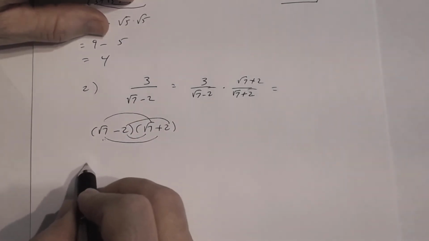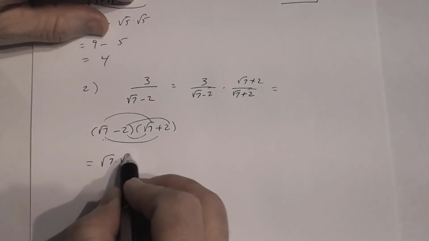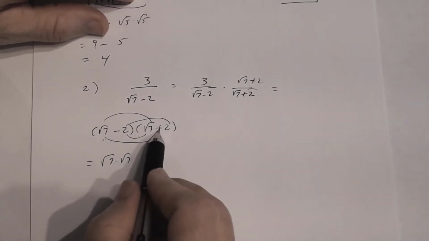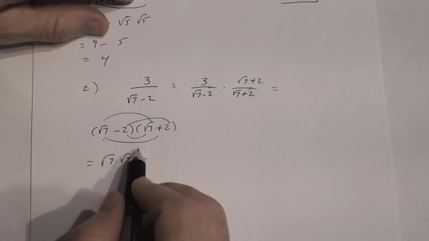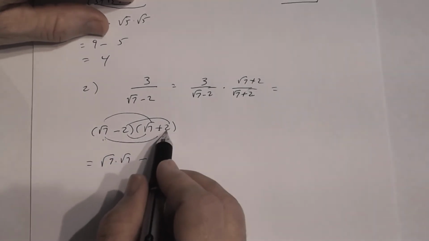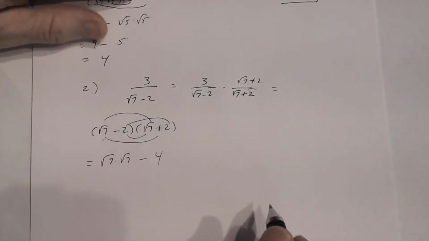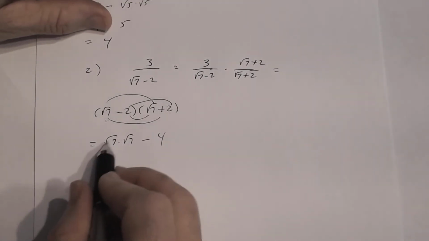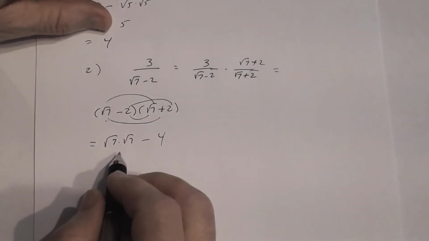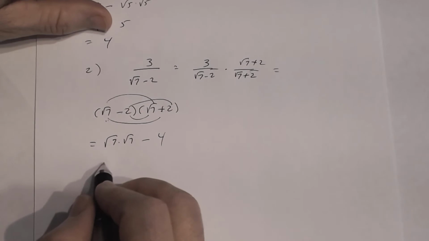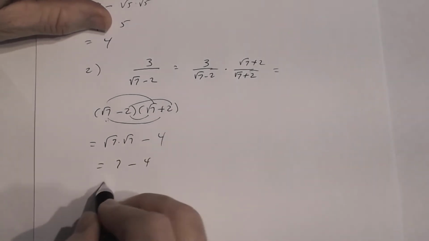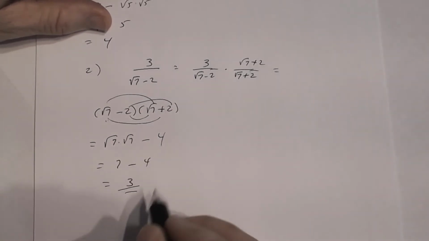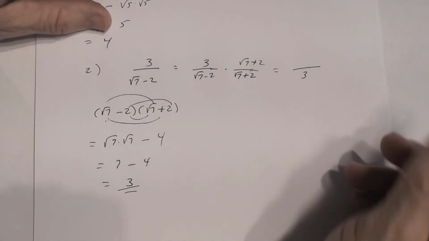So I get the square root of 7 times the square root of 7. A negative times a positive is a negative, and so notice I get negative 2 times a positive 2, which is a negative 4, correct? And then you all know what the square root of 7 times the square root of 7 is. That's just the square root of 49, which is 7. So I get 7 minus 4, which is 3. And so notice my denominator is just 3.